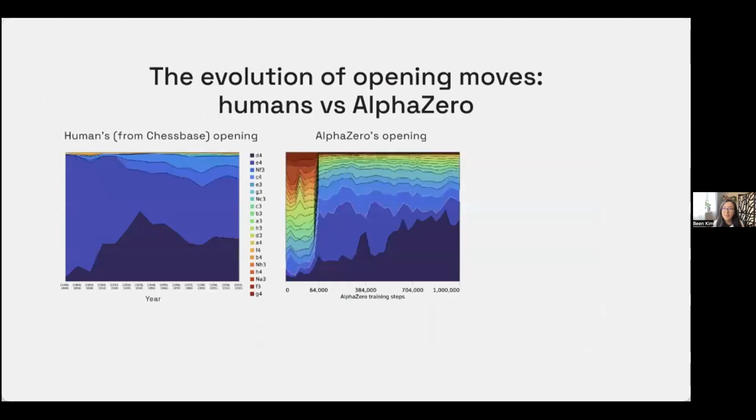Thanks to data from ChessBase, we can also compare the evolution of human chess playing versus AlphaZero. This graph on the left is the proportion of different opening moves. This is the first move you make when you play chess, and how they evolve over pretty much the entire human recorded history of chess since 1400. On the right, I'm showing you AlphaZero's opening moves as a function of the training steps, and they look very different. It's particularly interesting how AlphaZero has a more diverse set of opening moves than humans.